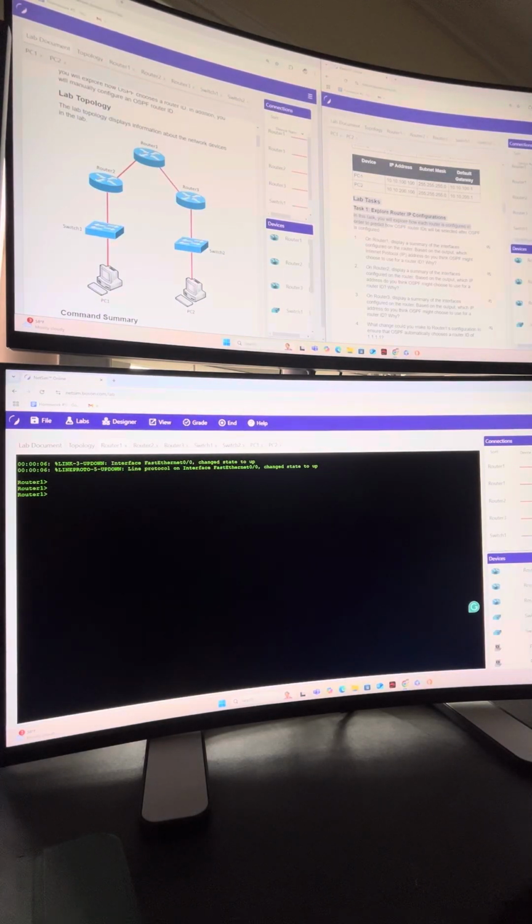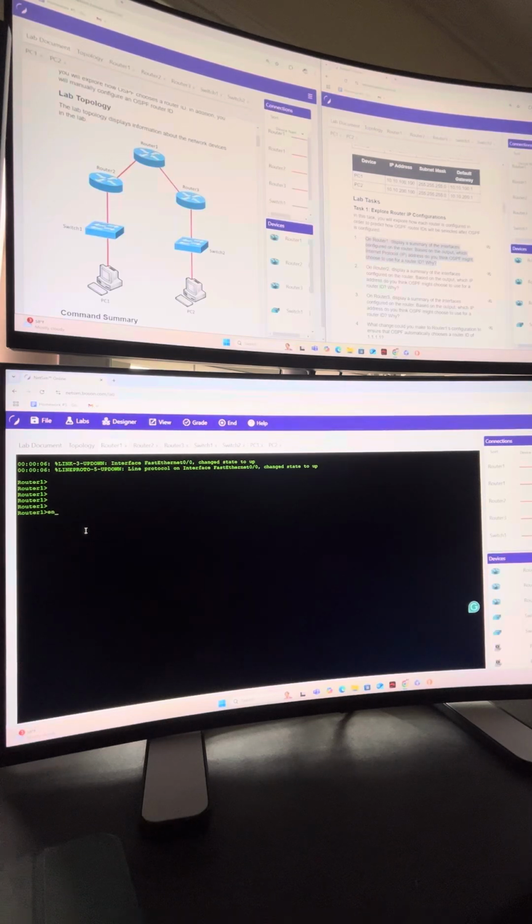Okay. So let's go ahead and get into our lab task for this lab. It says task number 1, explore router IP configurations. It says in this task, you will explore how each router is configured in order to predict how OSPF router IDs will be selected after OSPF is configured. So for number 1, it says on router 1, display a summary of the interfaces configured on the router. Based on the output, which IP address do you think OSPF might choose to use for a router ID and why? Okay, so we're on router 1 now.